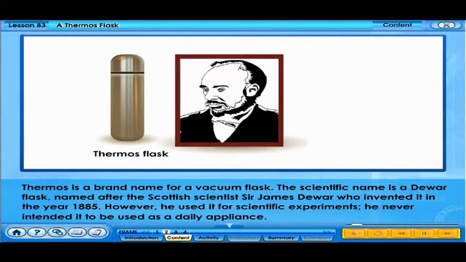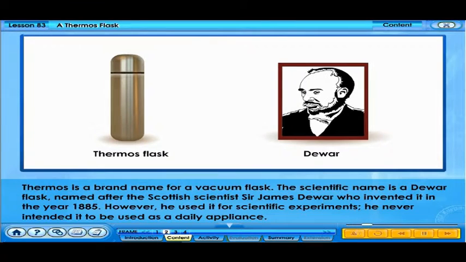Thermos is a brand name for a vacuum flask. The scientific name is a Dewar flask, named after the Scottish scientist Sir James Dewar, who invented it in the year 1885. However, he used it for scientific experiments. He never intended it to be used as a daily appliance.